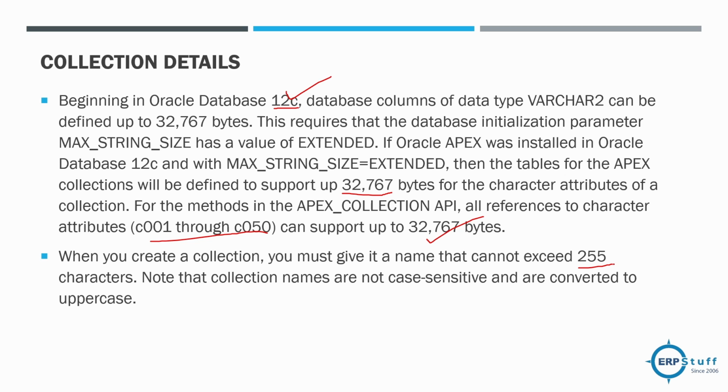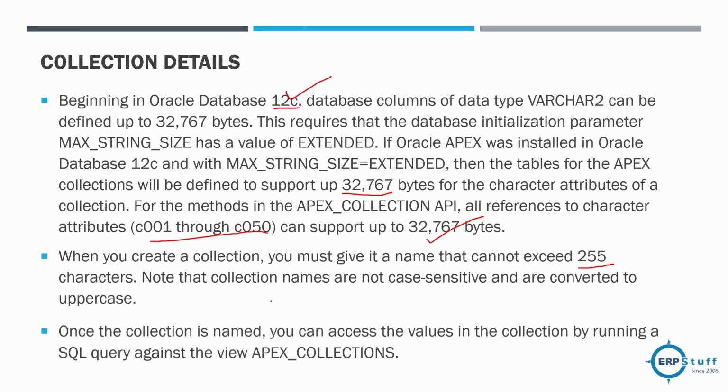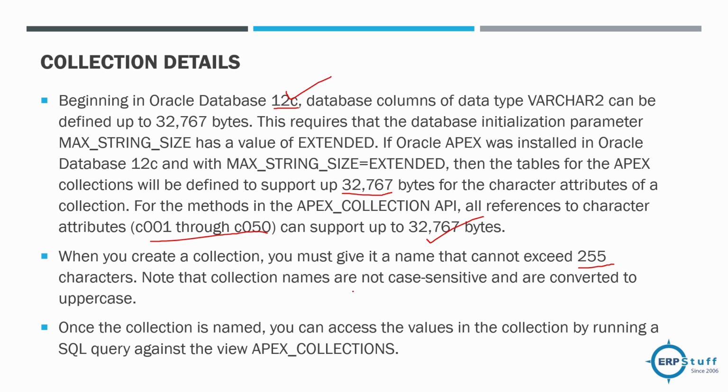Each collection will have a name. You can have multiple collections, but each collection has a unique name, and it will be maintained in uppercase. Even if you enter it in lowercase, it is converted to uppercase. Once the collection is named, you can access the values through the view APEX_COLLECTIONS. We will see in a while how we can use these views.